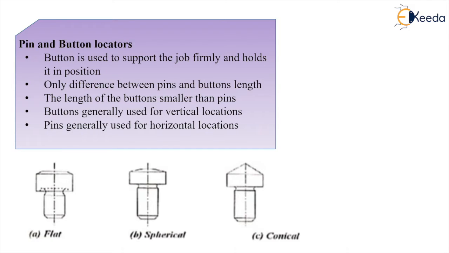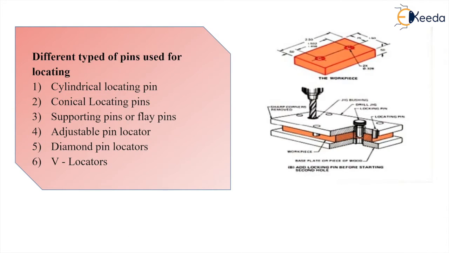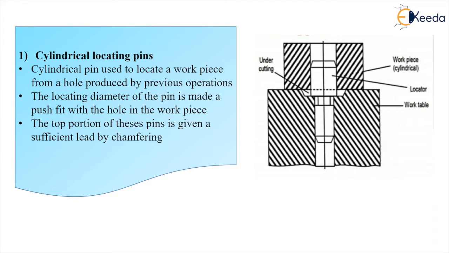Okay, then for the cylindrical locators, it is employed for locating the components having the drilled holes. We will see it in the next slide. So here the different types of pins used for locating are cylindrical locating pins, conical locating pins, supporting pins or flat pins, adjustable pin locators, diamond pin locators, and V locators. So see here, cylindrical locating pins. This is the cylindrical locator. Okay, this is the workpiece and this is the work table.